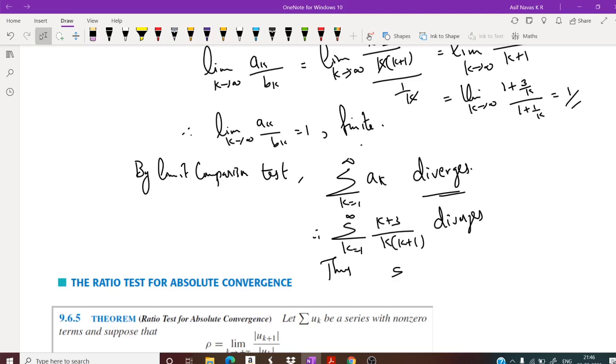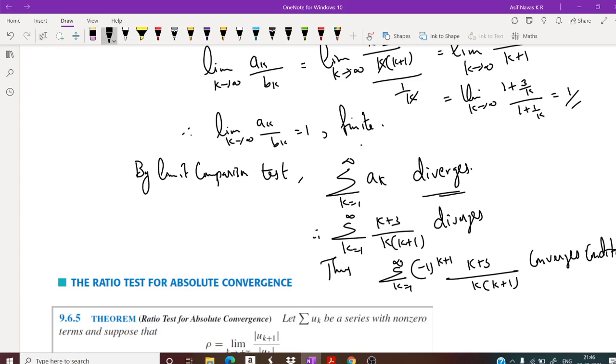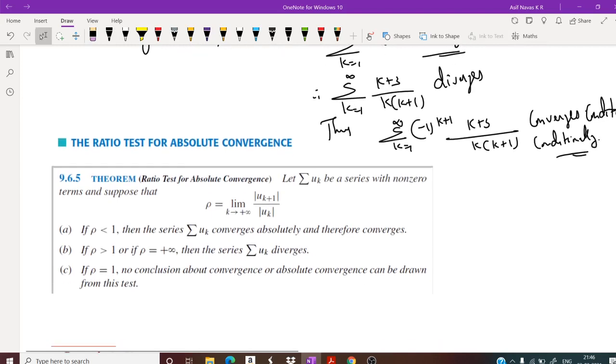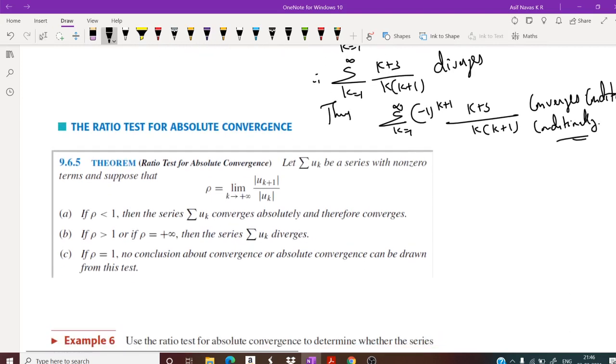Thus the series sigma k equal to 1 to infinity, minus 1 power k plus 1, k plus 3 divided by k into k plus 1, converges conditionally, or it is a conditionally convergent series. So now we will discuss a ratio test for absolute convergence.